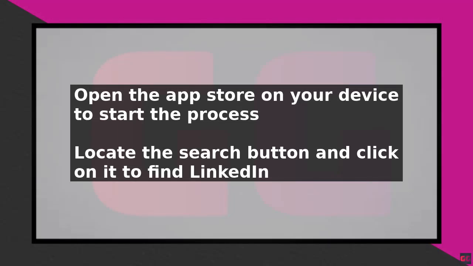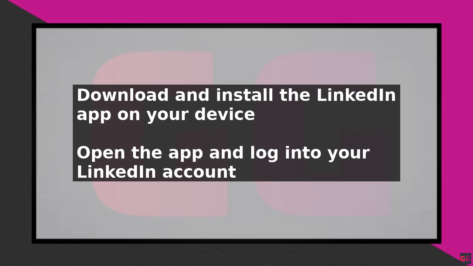To enable dark mode on LinkedIn, start by opening the App Store on your device. Once the App Store is open, locate the search button at the bottom of the screen and click on it. This will take you to a search bar where you can type in LinkedIn to find the LinkedIn job search app. Download and install the app.